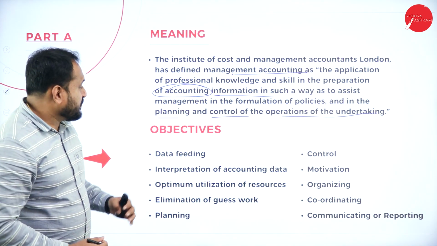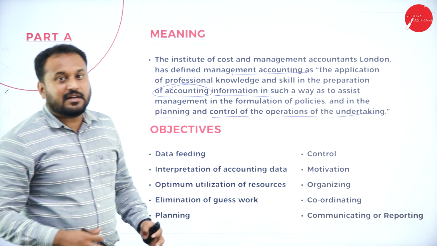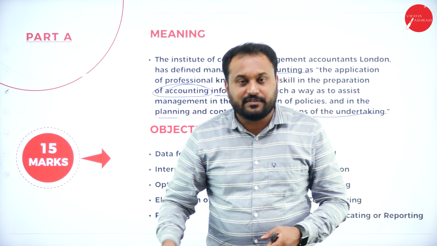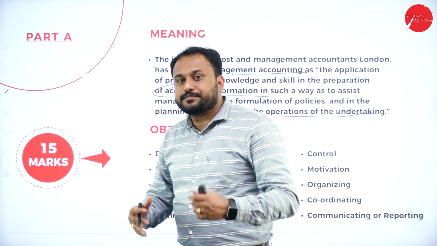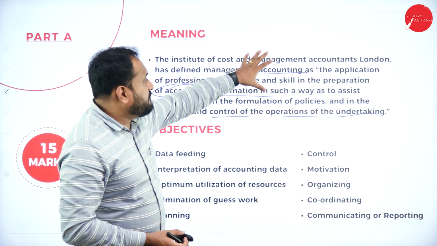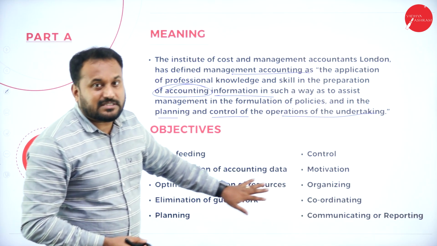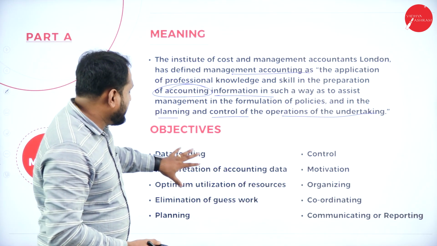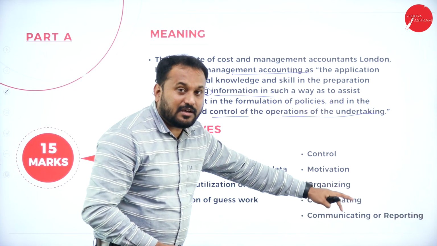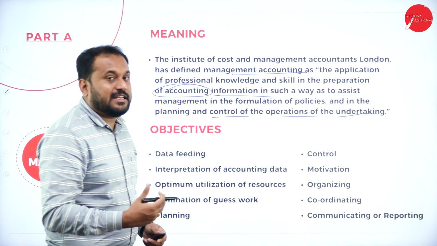You can write it. When you come to the objectives, here I have given in the introduction class of the first chapter itself, in the second session itself, where I gave you the objectives. There are 10 objectives because it's a 15 marks question, where 5 marks is only for the meaning, and the remaining 10 points you are supposed to explain here. So you have here data feeding, control, motivation, organizing, coordinating, communication. Now don't just write these points, you are supposed to explain them as well.